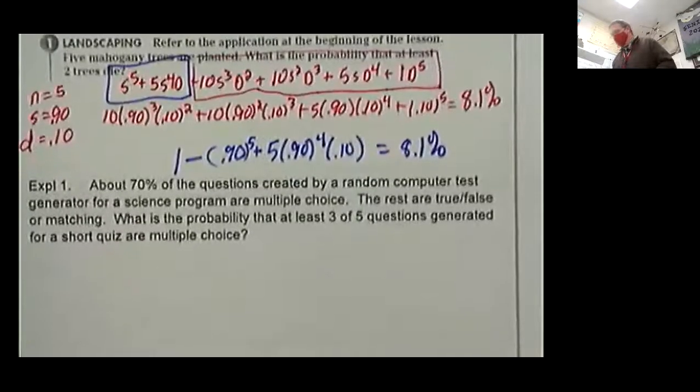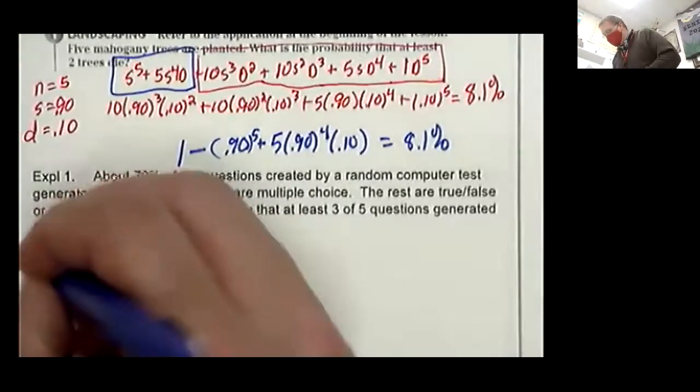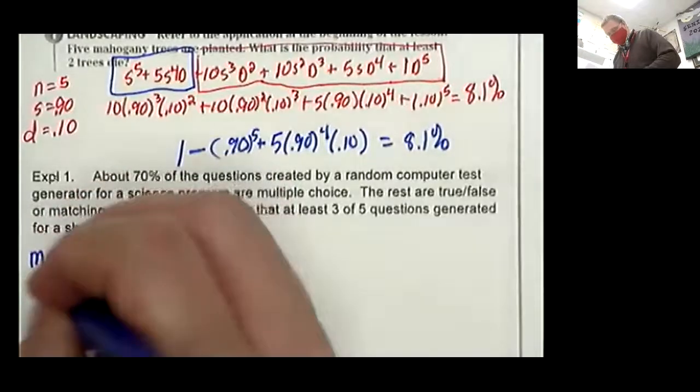Example 1, about 70% of the questions created by a random computer test generator for a science program are multiple choice. The rest are true, false, or matching. What's the probability that at least 3 of the 5 questions generated for a short quiz are multiple choice? So what do we have? The probability that a question is multiple choice is 0.70.